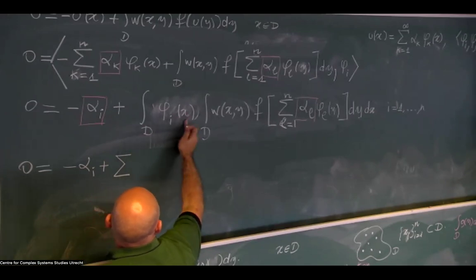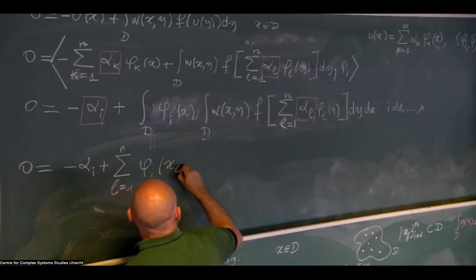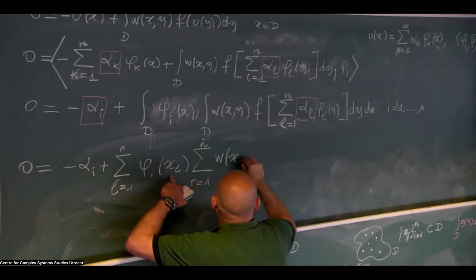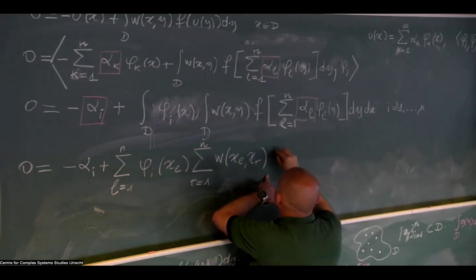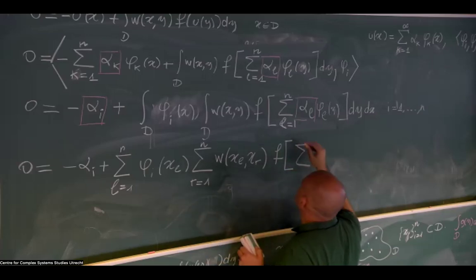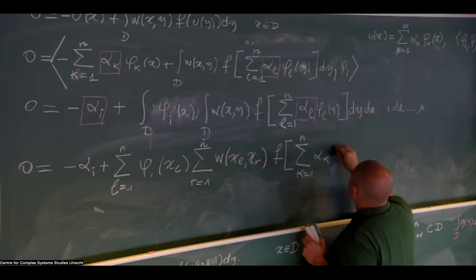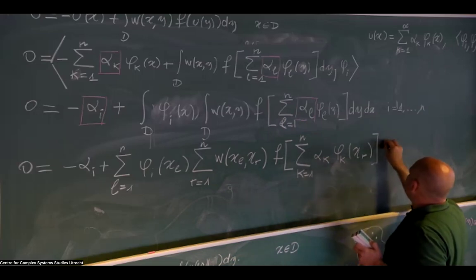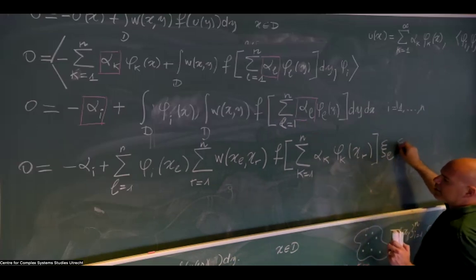So now I need an index for the nodes here. Let me use curly L. Phi I of XL. Then I have another sum. Let me use R going 1 to N. W XL, XR. And then I still have the F evaluated at, oh, I've used curly L already, so I'm going to use K now. K goes 1 to N, alpha K, phi K, Y is XR. And then both of my weights, the weights in X and the weights in Y.